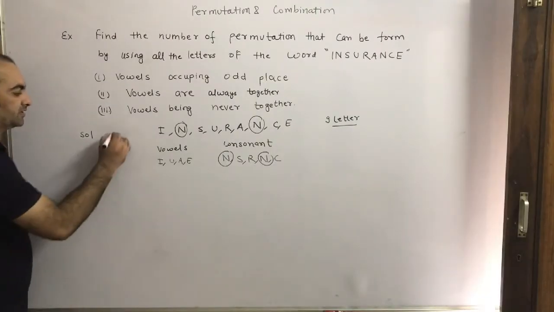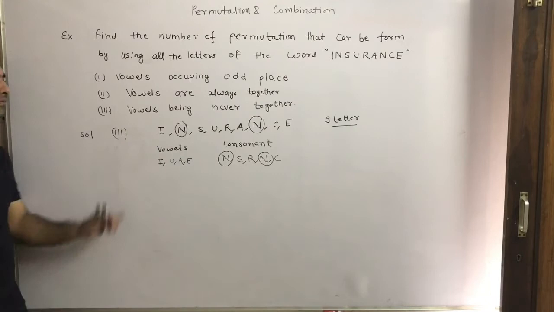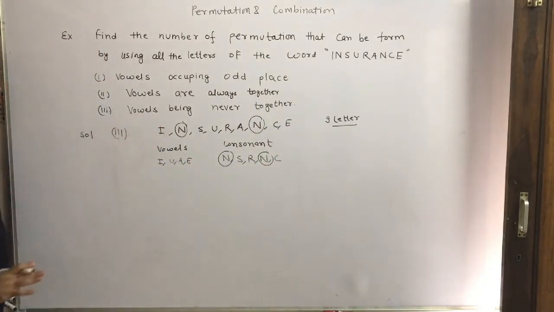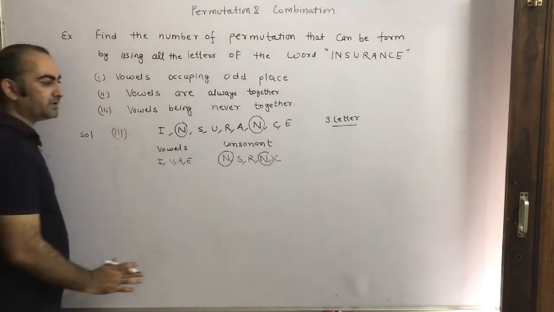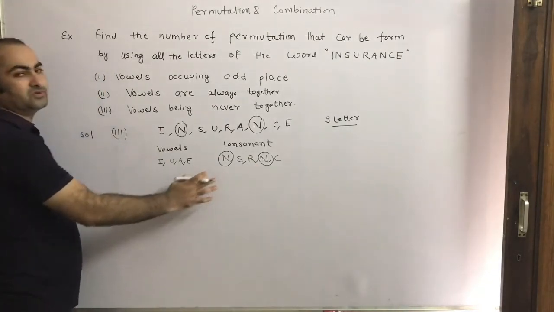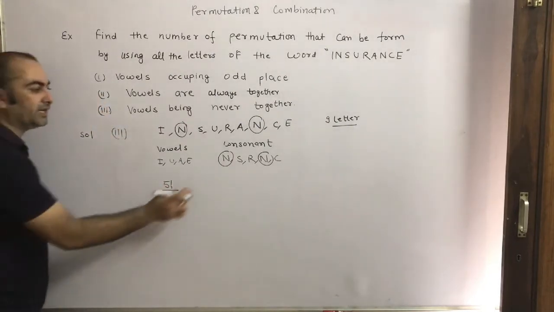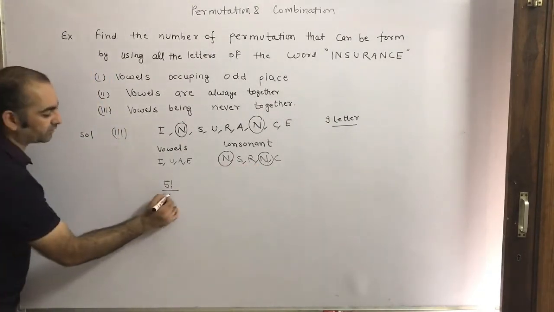Now we are solving the third part. The third part is: vowels never together. That means we want all the vowels to be separate. For that, first arrange the consonants. We have 5 consonants. So the arrangement of 5 consonants is 5 factorial divided by 2 factorial, because 2 N are same.